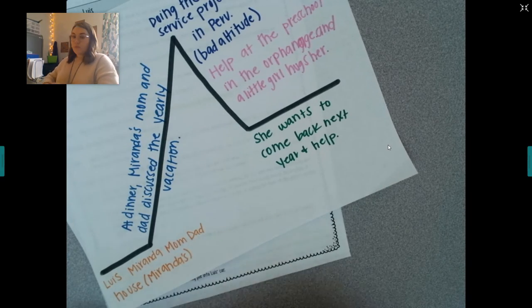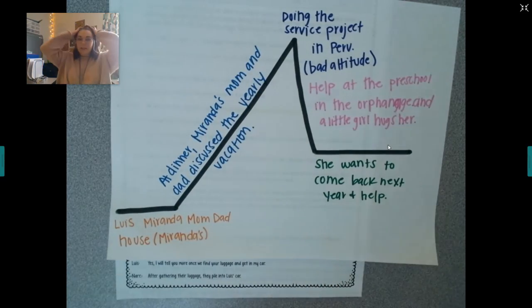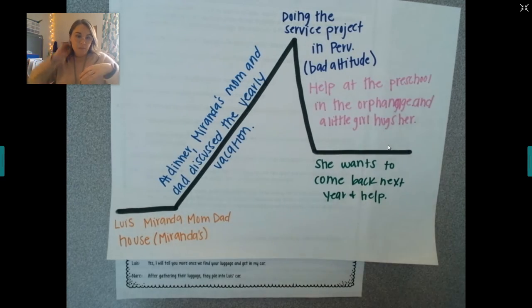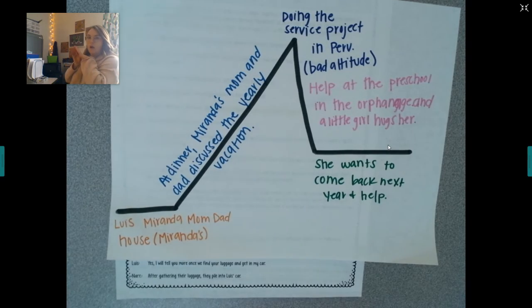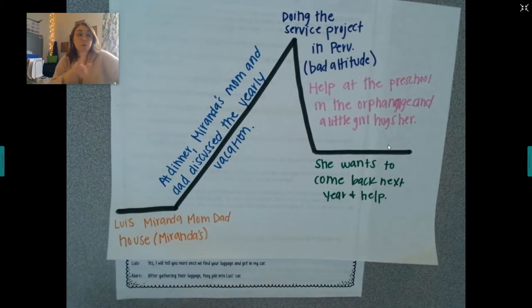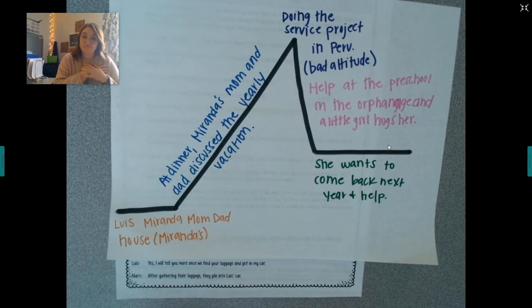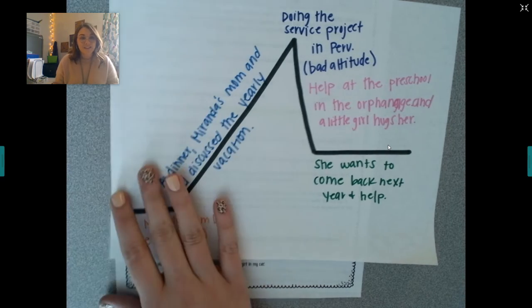So again, let's go over this one more time thinking about a roller coaster. We start off, we see the characters and the setting, it's at Miranda's house for the most part, and then we start chugging. We find out we're at dinner, she's telling about their yearly vacation, then Miranda says, pump the brakes, we're going where? We're doing what? We're going to have to do work. It is not a vacation, and so she gets a bad attitude. And then she gets to Peru and she starts helping at the preschool. And the girl hugs her. Uh-oh. And then what happens at the end of the drama? She wants to come back next year.